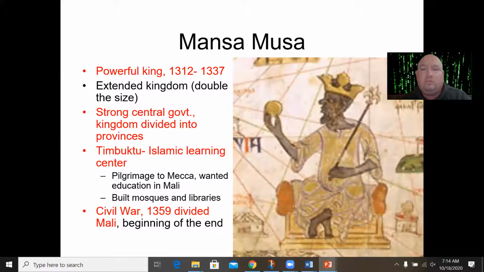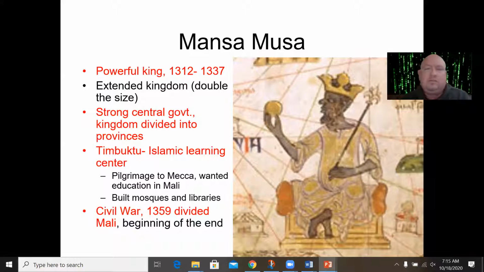Mansa Musa was probably the wealthiest man to ever live. He doubled the size of the kingdom, with a strong central government. He took the pilgrimage to Mecca. He was an adherent of Islam and spent so much money along the way that he weakened the value of gold in Egypt for a dozen years.